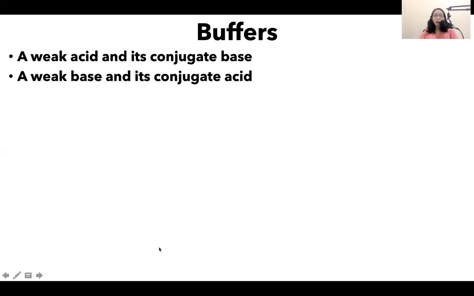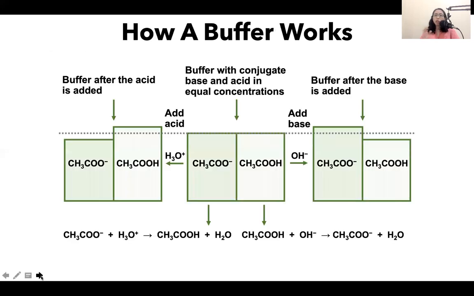Now, when we prepare buffers, again, I mentioned it has two components. So the possible recipes that we can use to prepare buffers would be number one, a weak acid and its conjugate base, or number two, a weak base and its conjugate acid. Now, for us to understand why the recipe looks like this, or why we need two components in a buffer, we should understand how a buffer works.